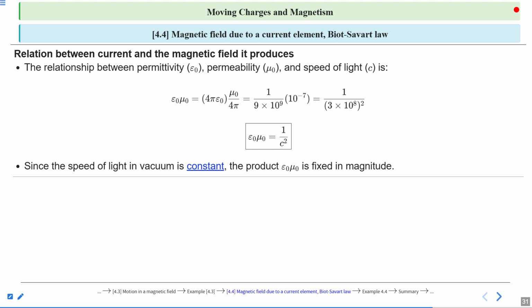This relation will be used in your 8th chapter, electromagnetic waves.